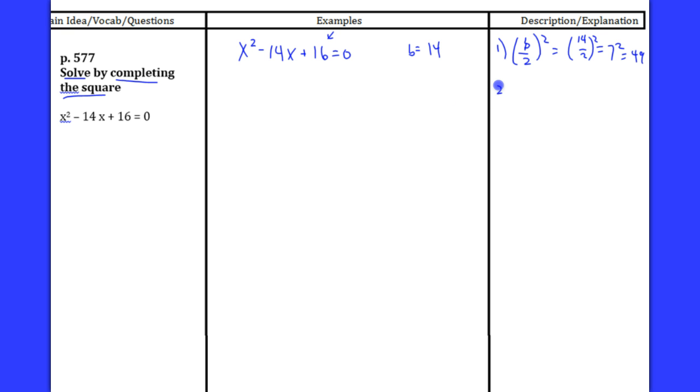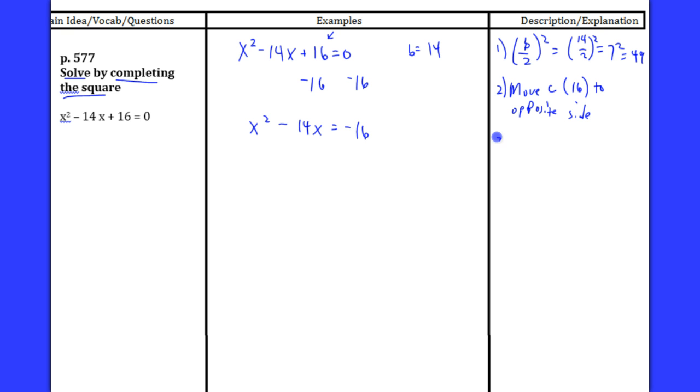So before I do anything else, I want to move the existing c, which in this case is 16, to the opposite side. You have to do that first. So I'm going to subtract 16 from both sides. So now I'm left with x squared minus 14x is equal to negative 16.